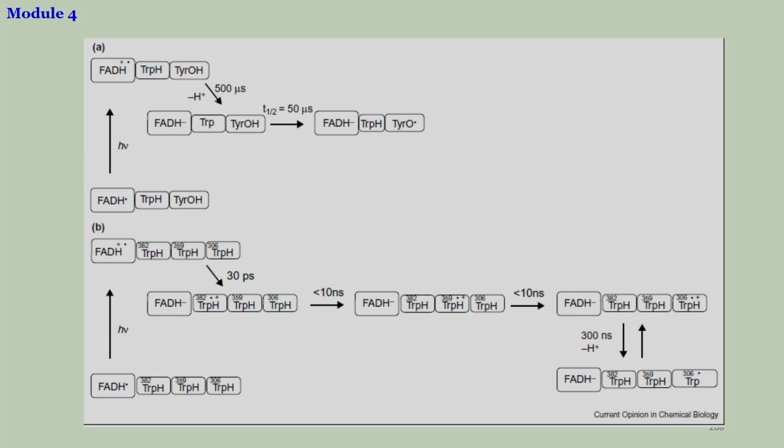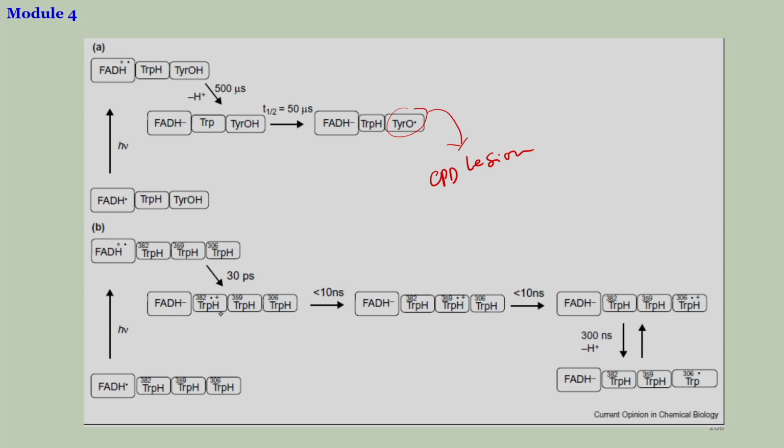Look at the time scale, it takes only 500 microseconds to reduce the FAD into the FADH minus, then tryptophan, then tyrosine. Then the radical is transferred to the tyrosine here from FADH minus in 50 microseconds. That is one kind of mechanism, and from tyrosine this will be transferred to the CPD lesion. That is the function of the enzyme itself, apart from the cofactors.